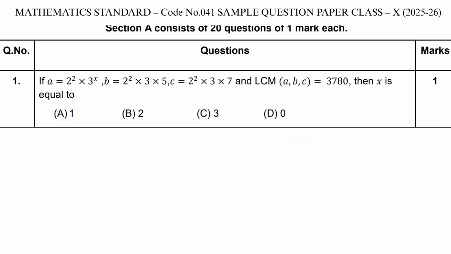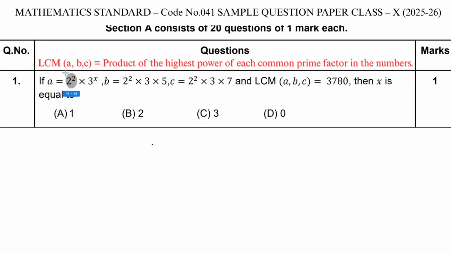In the first question, it says that if A is this, B is this, C is this, and the LCM of A, B, C is given as 3780, then we have to get the value of x. So look for 2 here. 2 with the power 2, 2 with the power 2, and 2 with the power 2. The 2 with the highest power is 2 raised to the power 2.